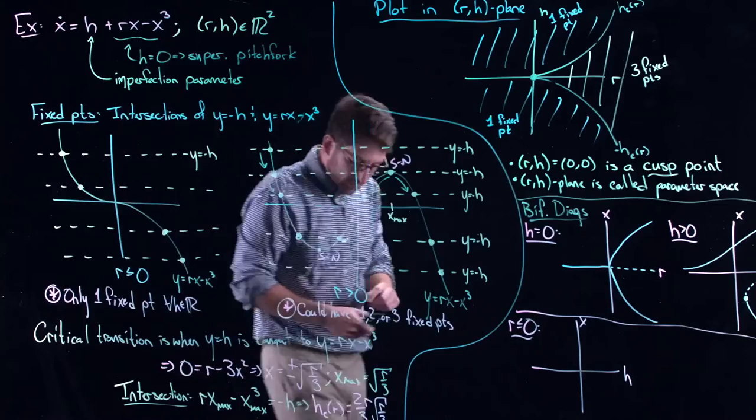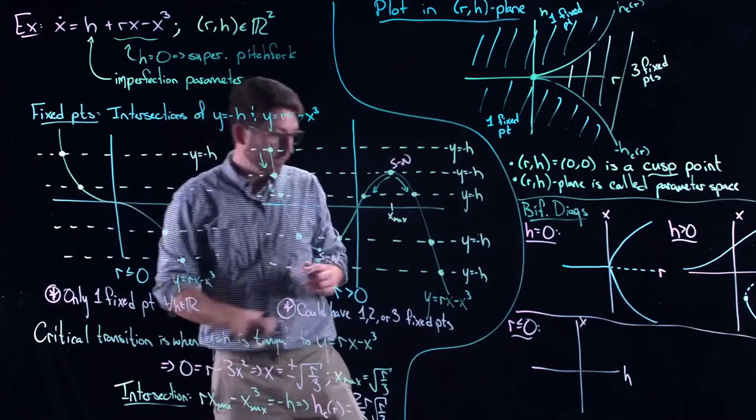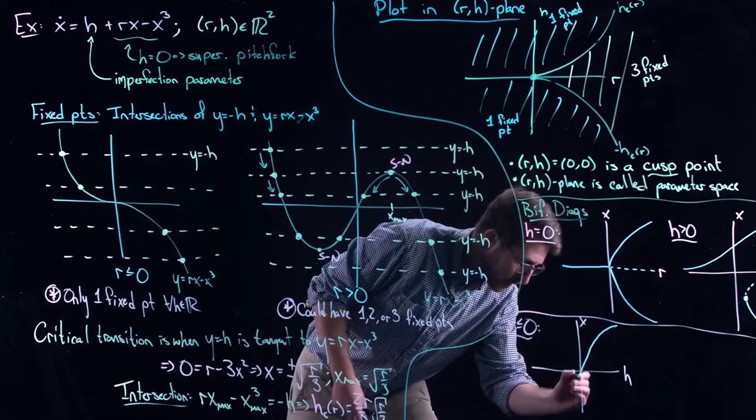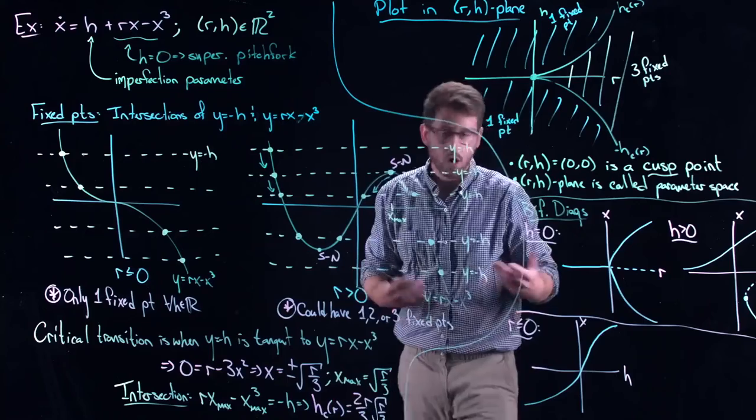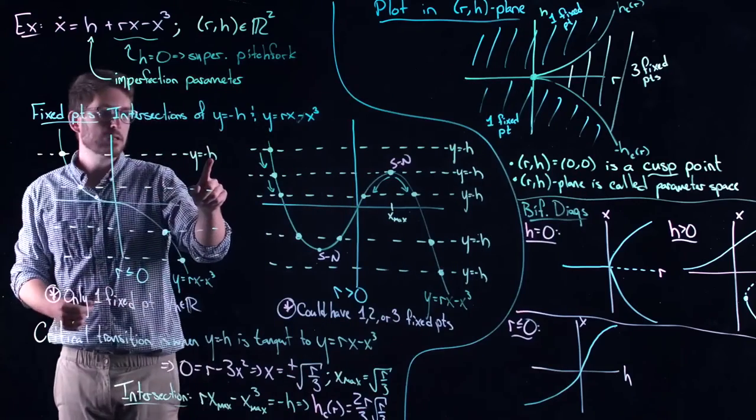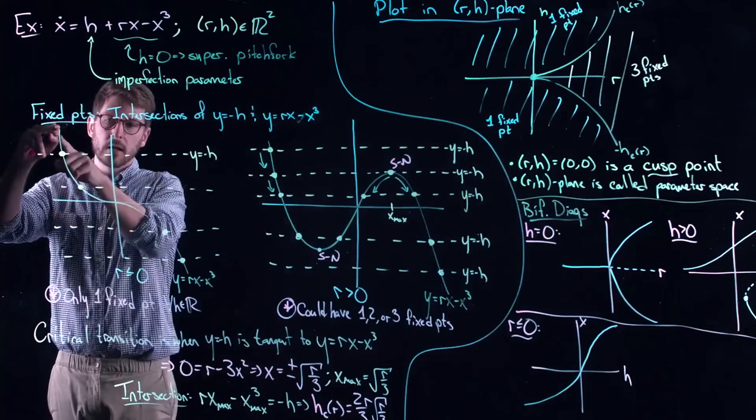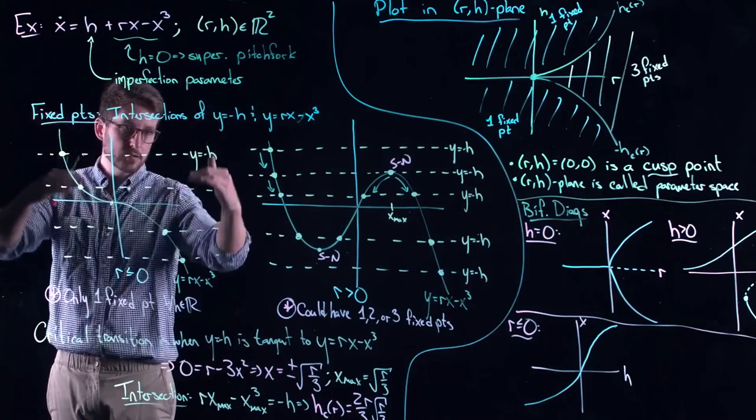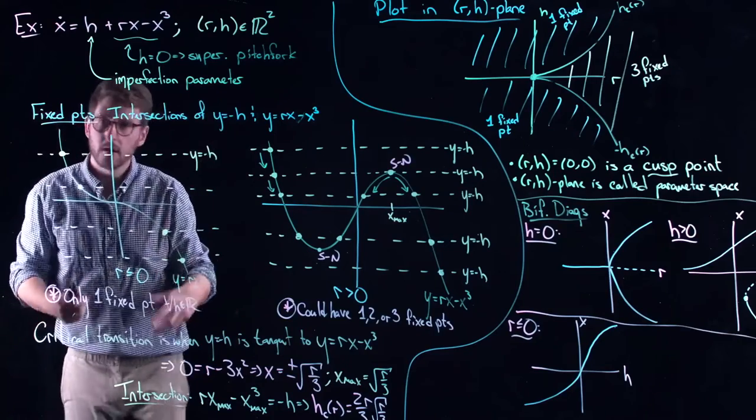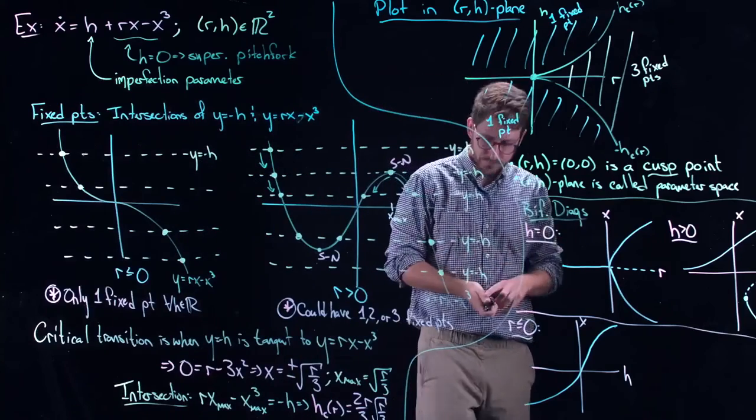Okay, so what really happens here? Almost nothing. It's basically just this picture flipped. So I get something that looks like this. It's always stable. There's only one fixed point. All that happens is when h is really, really negative, that fixed point is really, really negative, and it sort of travels as h comes down and becomes more and more positive. It just travels along the curve, and it's always there. It's always stable. No bifurcations, nothing.